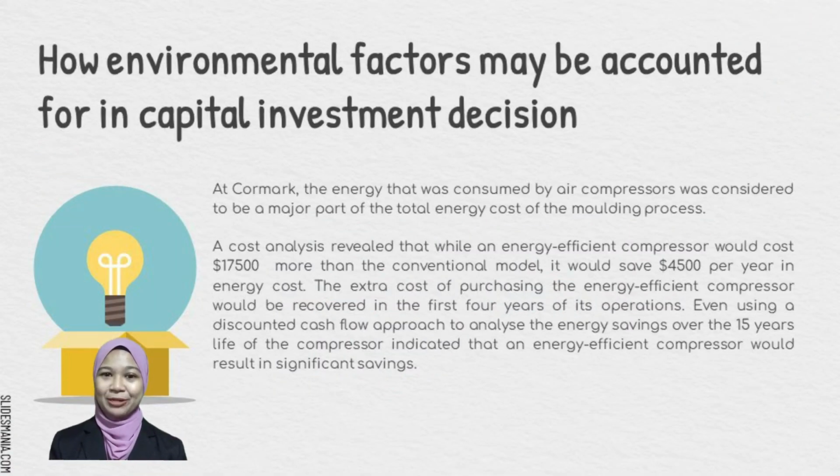Alright, in this section, we will look at an example that demonstrates how environmental factors may be accounted for in a capital investment decision. As the example shown in the slide, at Cormac, the energy consumed by the air compressor was considered to be a major part of the total energy cost of the molding process. Cormac needed to purchase a new compressor, but in the past had assumed that a more energy efficient compressor may be too expensive. A cost analysis revealed that while an energy efficient compressor would cost $70,500 more than the conventional model, it would save $5,500 per year in energy cost.